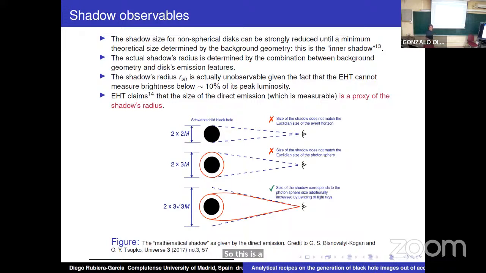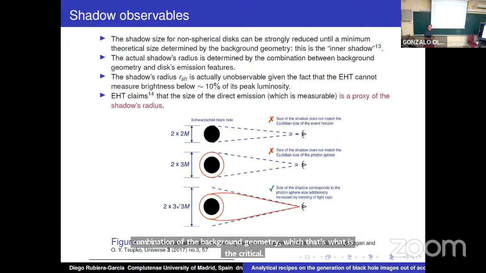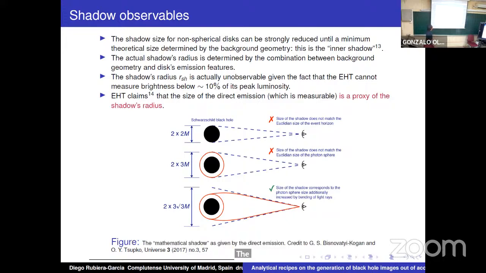The actual size of this central brightness depression depends on the combination of the background geometry, which determines the critical impact parameter value, and the properties of the disk. Okay. Now, there is another problem with this, which is the resolution of the measurement by the EHT. They cannot detect, they say, brightness below 10% of the peak luminosity. So for the peak luminosity they detect, below 10% of that, they detect 0.